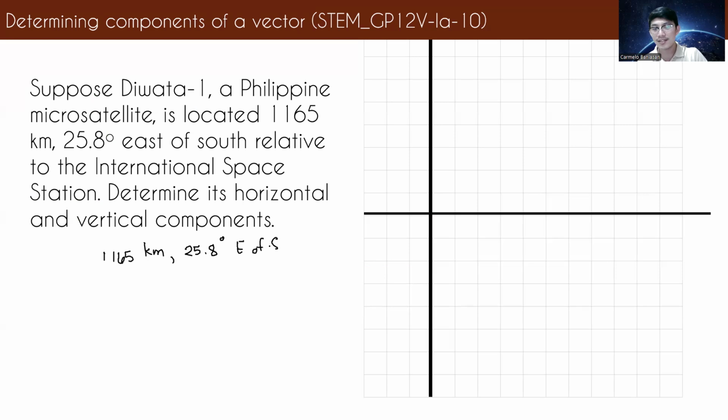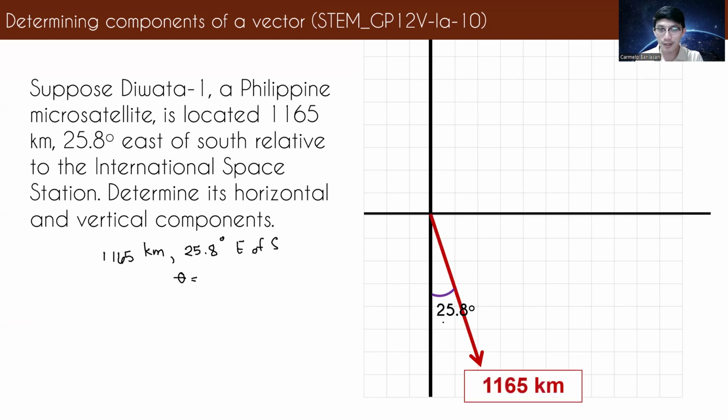East of south. Again, the first thing to consider is to convert our direction into a standard angle. We know this is 25.8 east of south. So we are from the south going to the east. That's our 25.8 degrees. Do you follow? From the south going to the east. And we know that we can determine the standard angle from 0. This is 0, and rotate there. So this will be our standard angle.